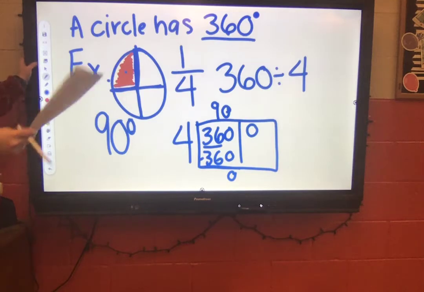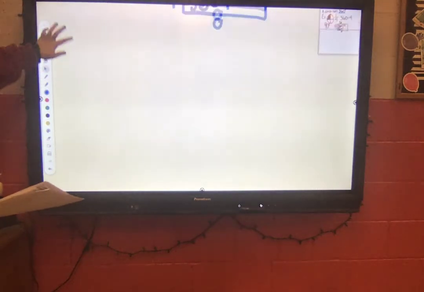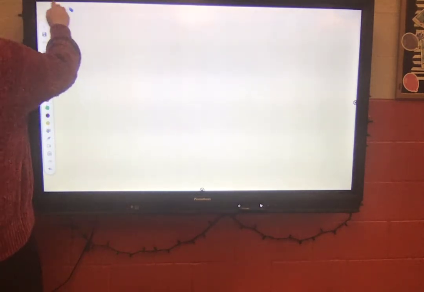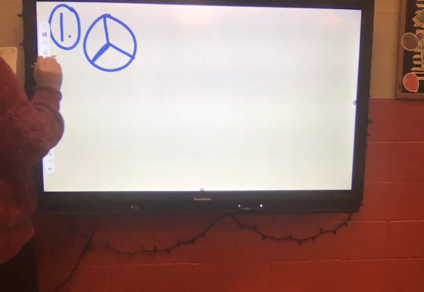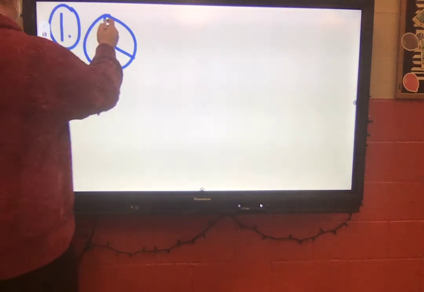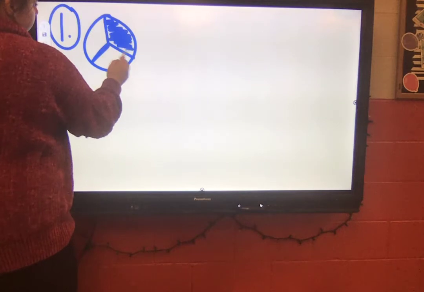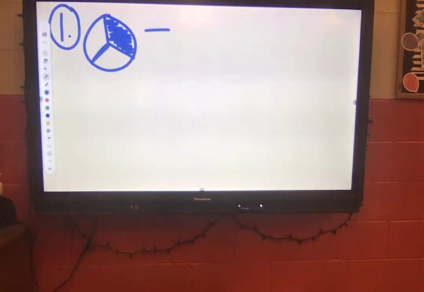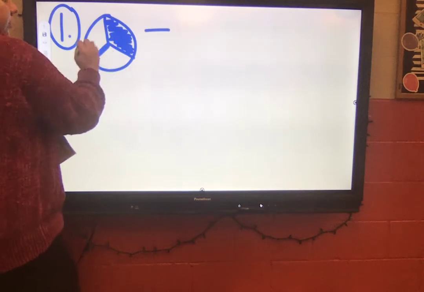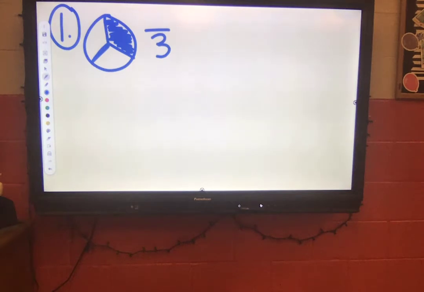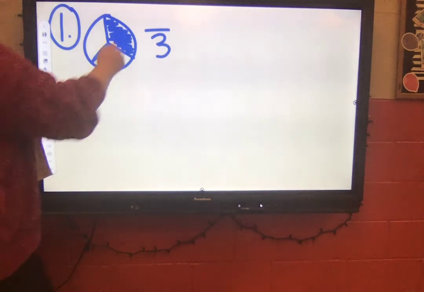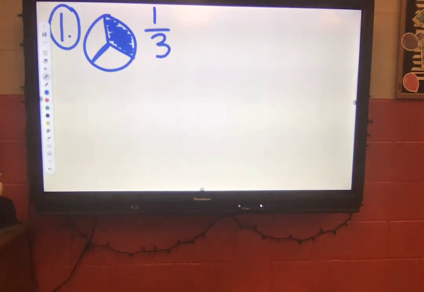Okay, so we're going to go ahead and look at number 1 on page 5. I'm going to draw what it has. Put a number next to it so we know. Okay, so first I need to figure out my fraction. I'm going to start with my denominator. That means how many pieces are there total. We have 1, 2, 3. So my denominator is 3. And now I need to figure out my numerator, which would be how many pieces are shaded. How many pieces are shaded? 1. So our fraction is 1/3.